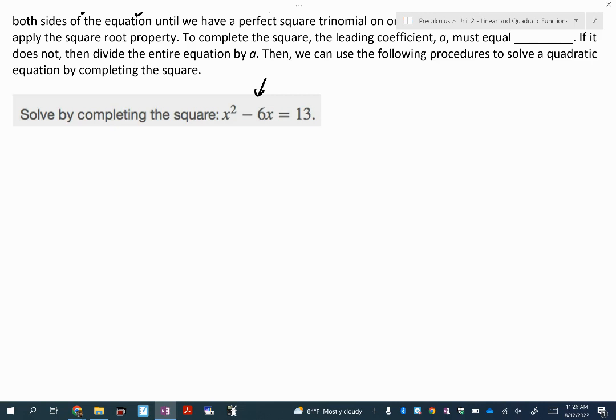Just saying. So let's write this down as x squared minus 6x. I'm going to do this first, all right? Because usually they show it like this.